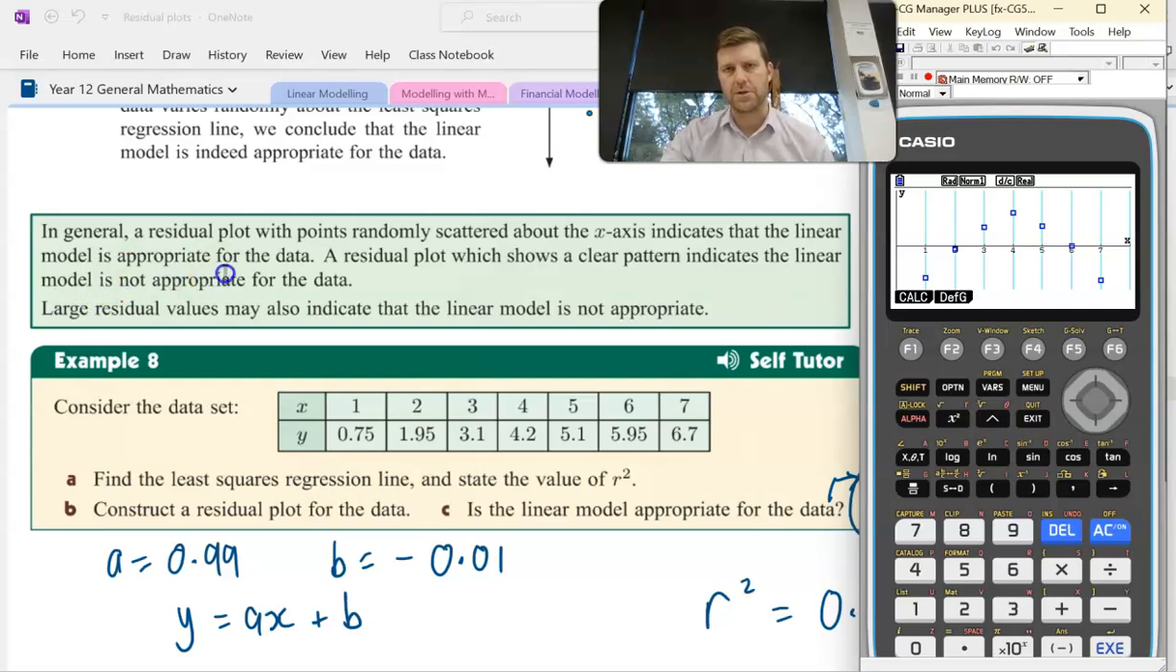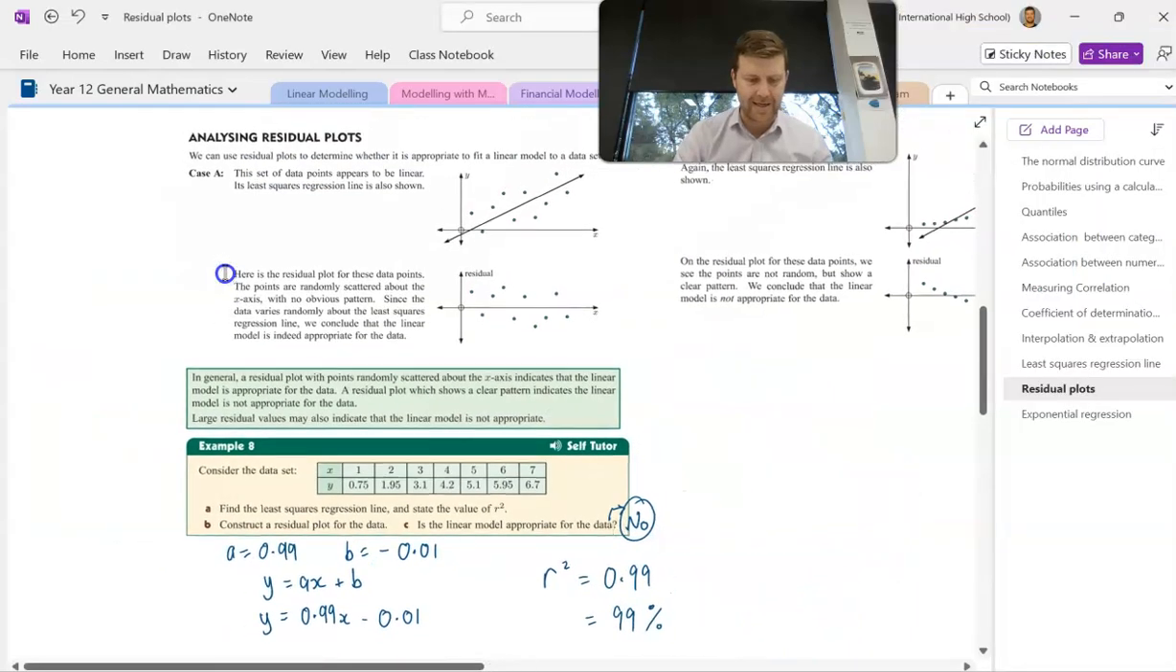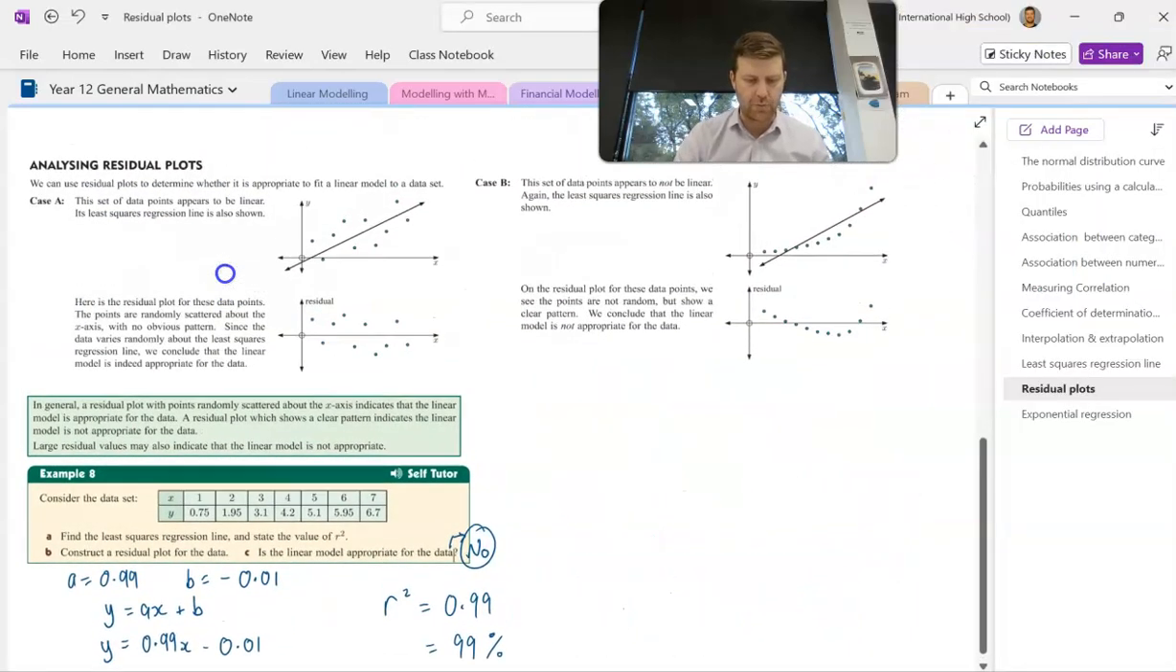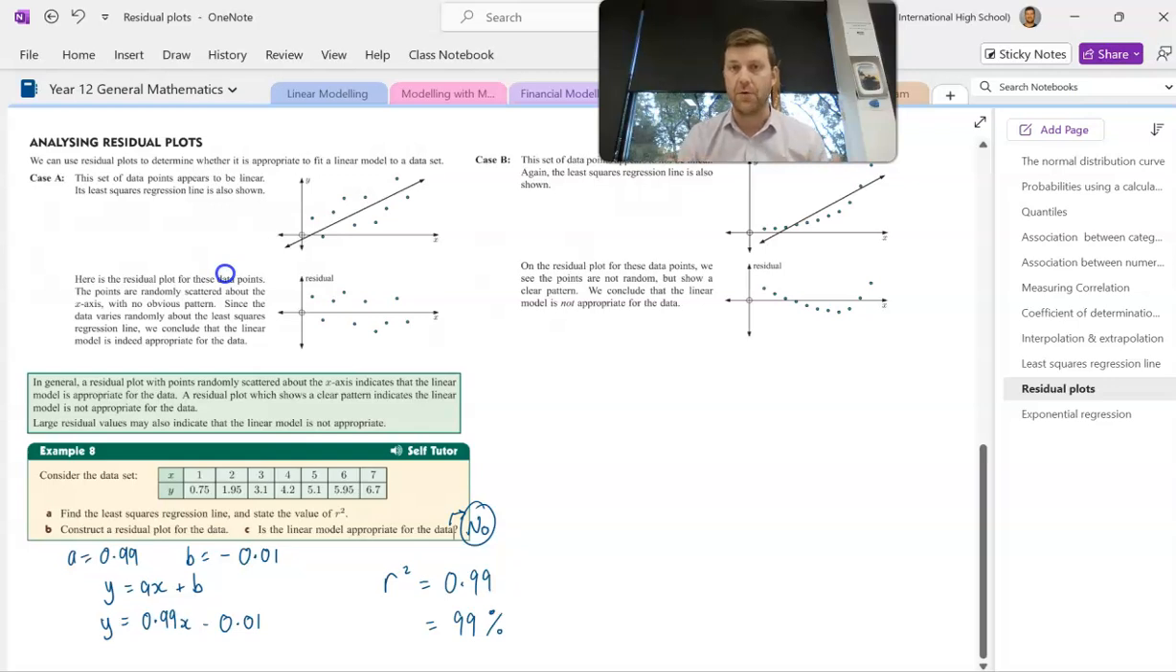So hopefully that helps with understanding what residual plots are actually for and how to analyze them by looking at them. Randomly scattered is appropriate for linear modeling. If there's a clear pattern, it is not appropriate for linear modeling. And for the sake of this course, we'll be looking at exponential models as well.